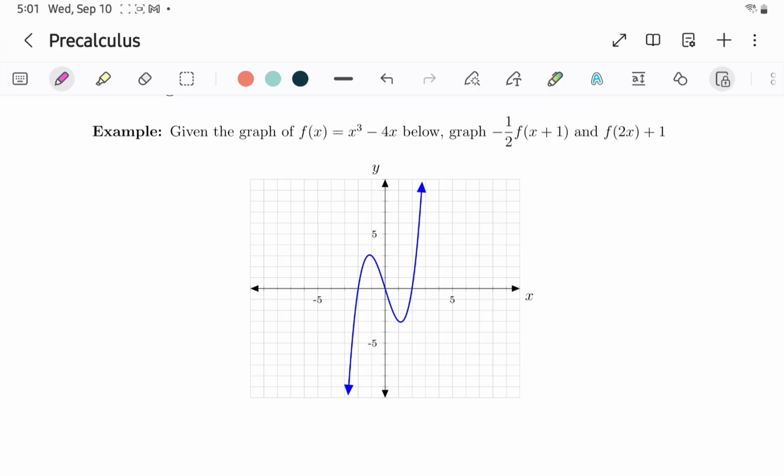But for now, for our example, we are given the graph of f of x equals x cubed minus 4x below, and we are asked to graph minus 1/2 f of x plus 1. So that's one transformation, as well as f of 2 times x and then plus 1. So that's our other transformation.